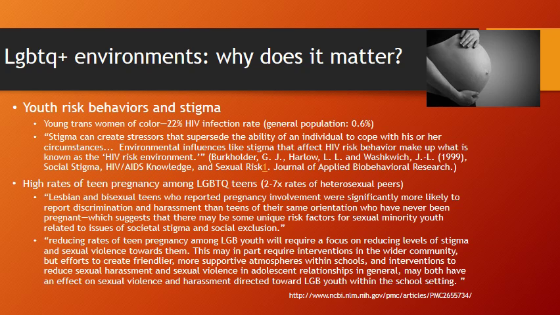And so this is talking again about how to reduce rates of teen pregnancy, we have to look at reducing stigma and sexual violence towards LGBT youth, which involves schools and involves the community and involves looking at teen dating violence in general, and harassment. And so stigma plays a huge role in safety in life.